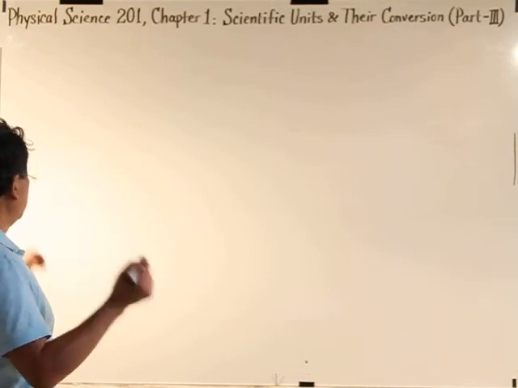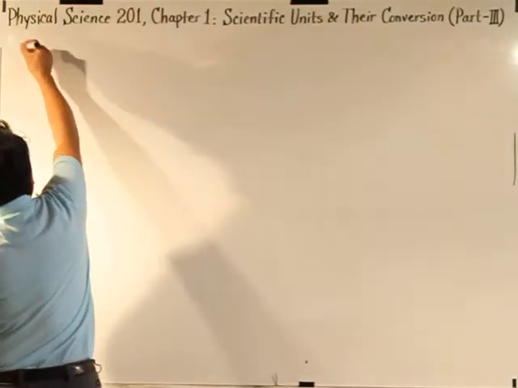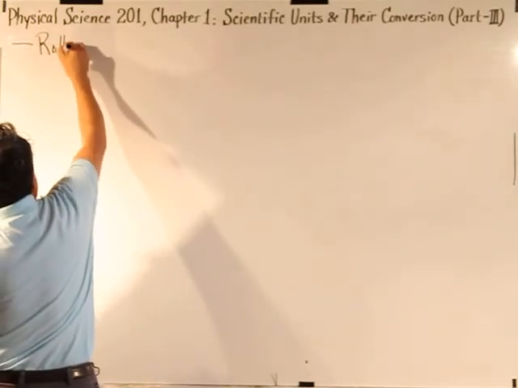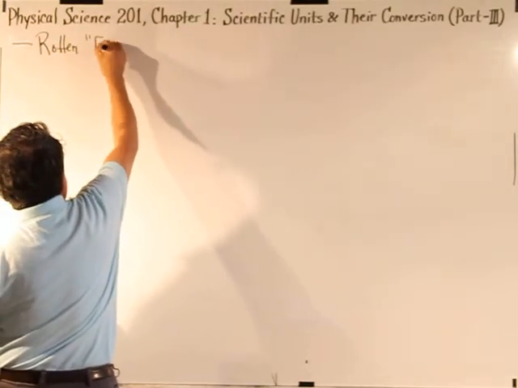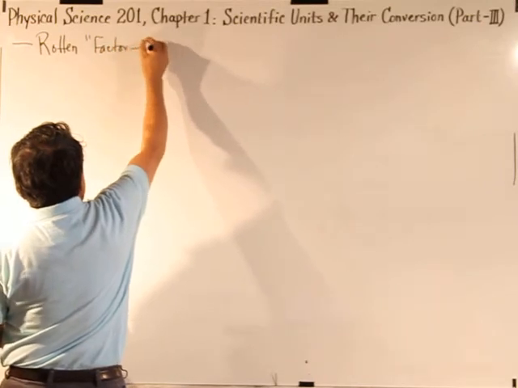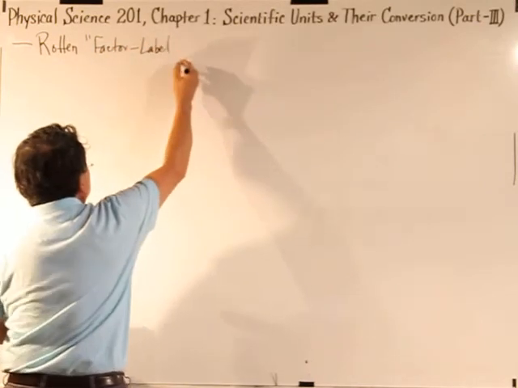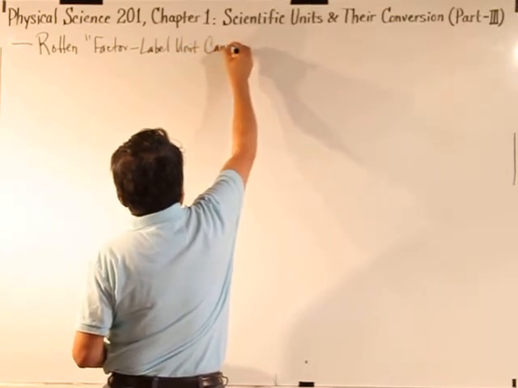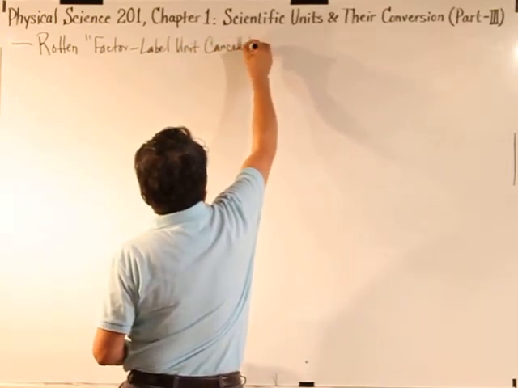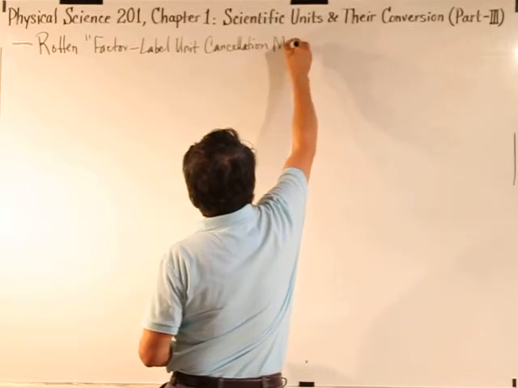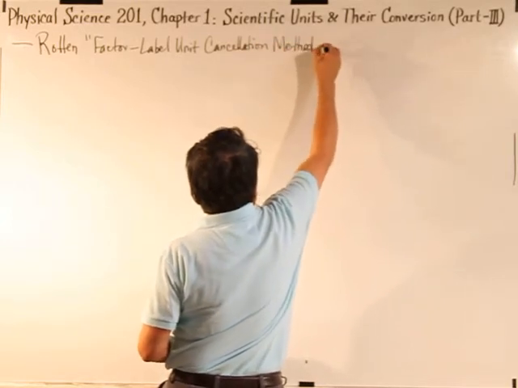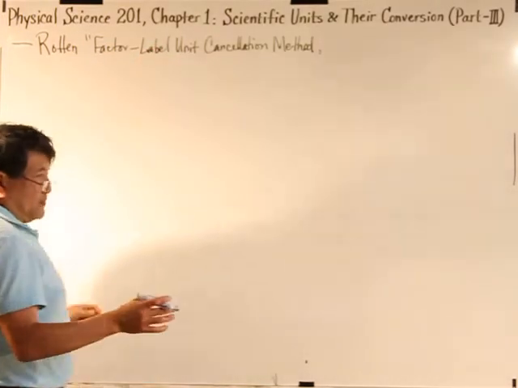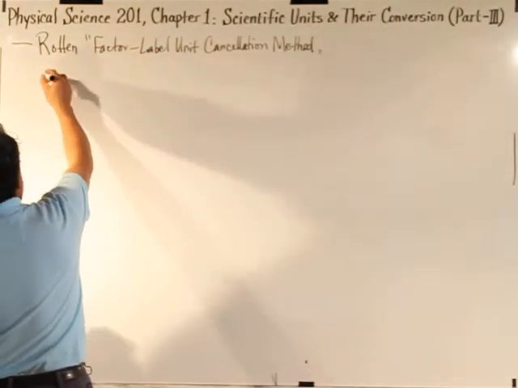So that method tells you this. Let me put it down there. It's not in the notes. I call it the rotten factor-label unit cancellation method, right? What they want you to do, they're going to give you a grid.